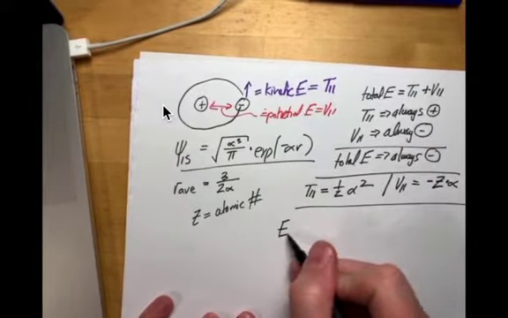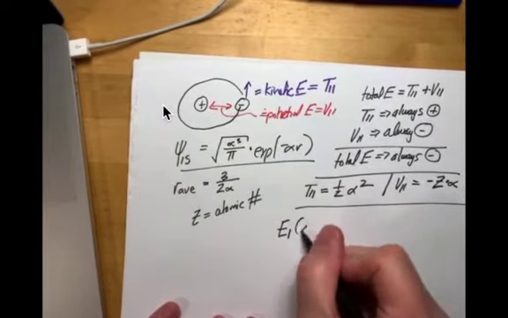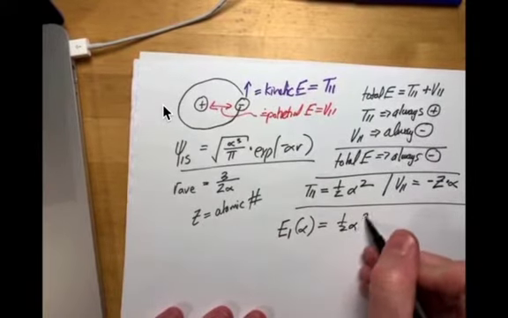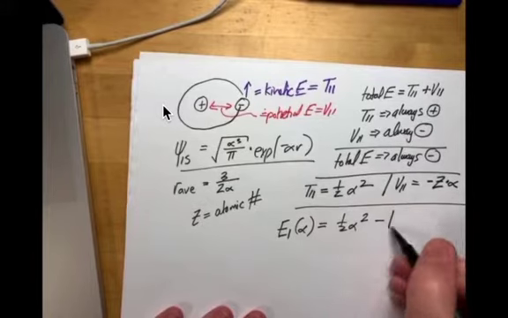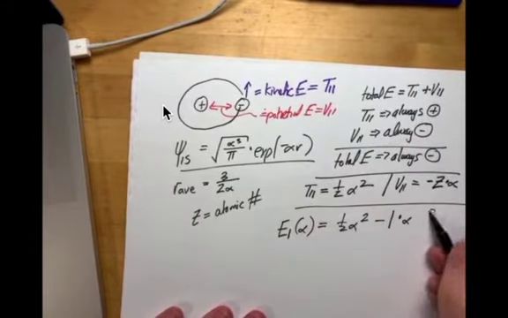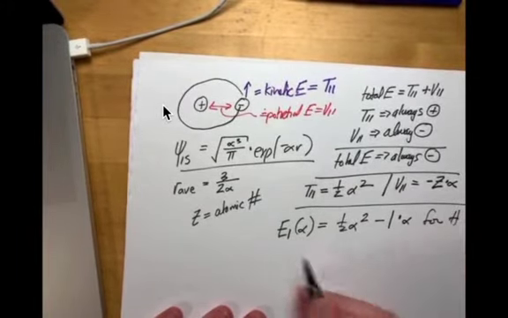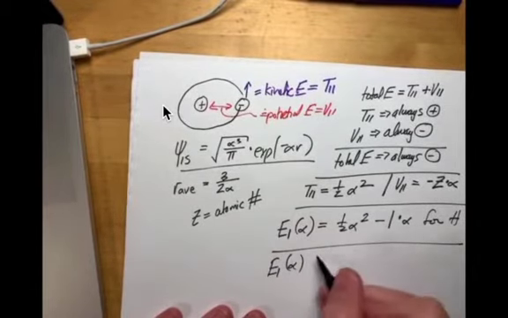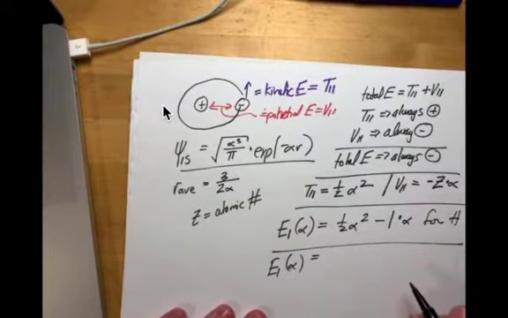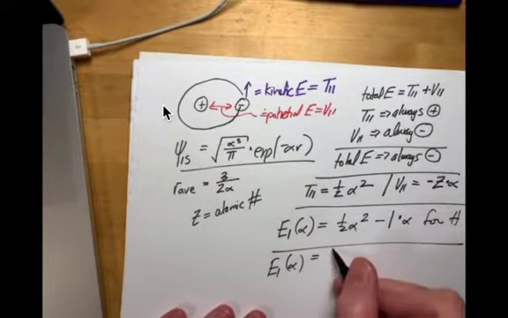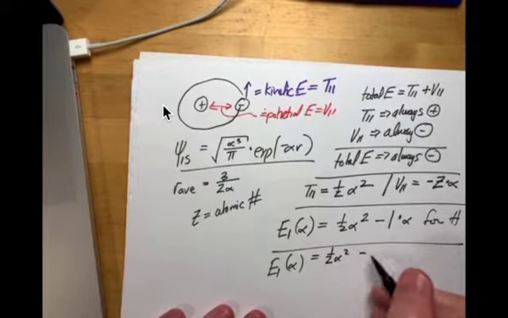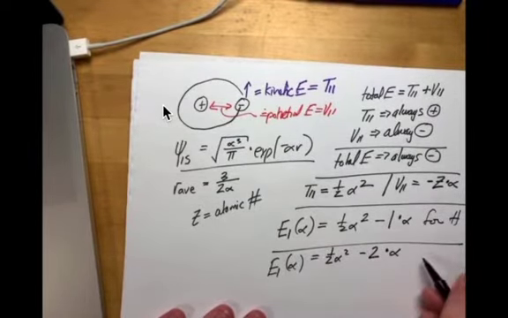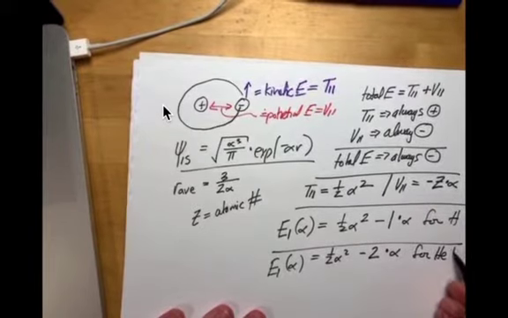So E for a one electron system in terms of alpha equals 1/2 alpha squared minus 1 times alpha for the hydrogen atom, and the one electron energy in terms of alpha for the helium plus 1 cation is 1/2 alpha squared minus 2 times alpha for He plus.